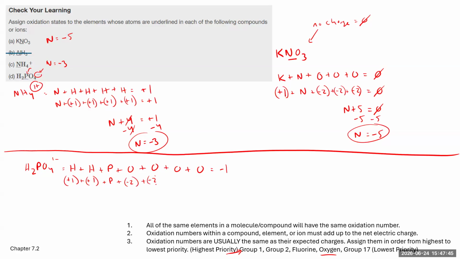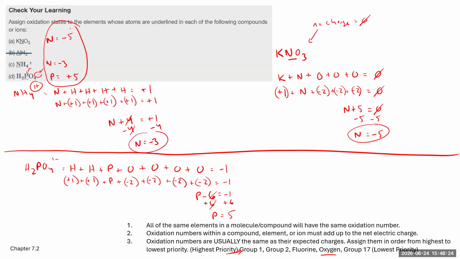-2, -2, -2, -2 equals -1. You add all that up, that becomes phosphorus -6 equals -1. Add 6 to both sides. These cancel out. Phosphorus equals 5. So phosphorus equals, I'm just going to put a +5 so that we can see visually it's not a minus.